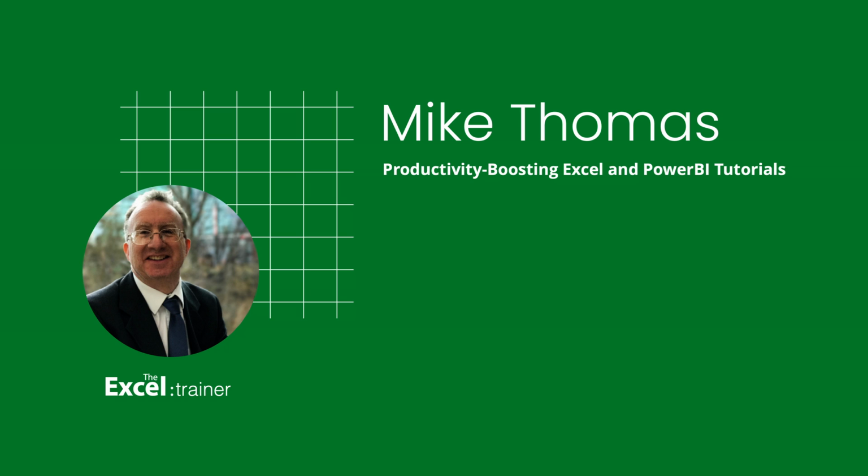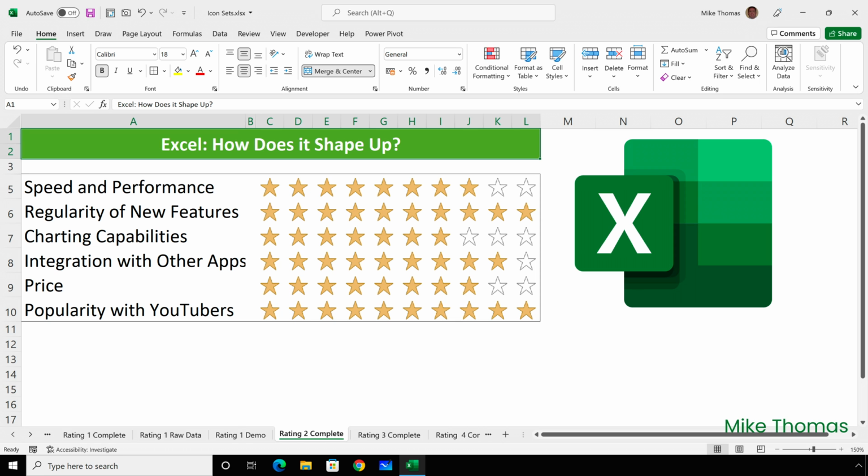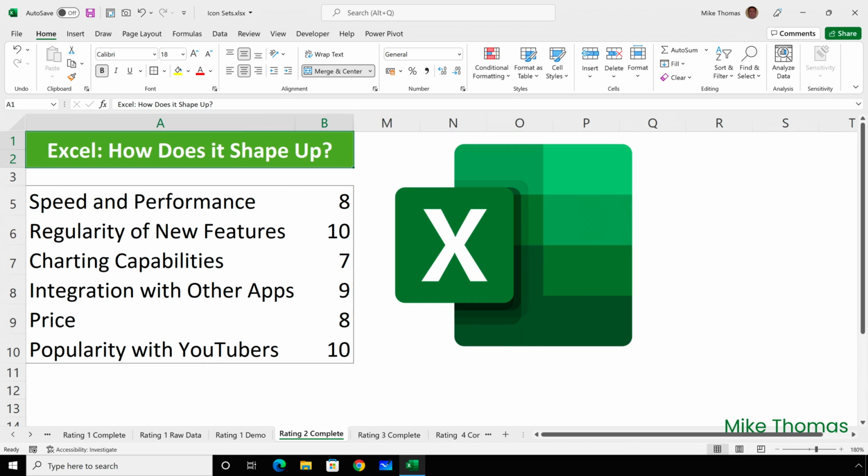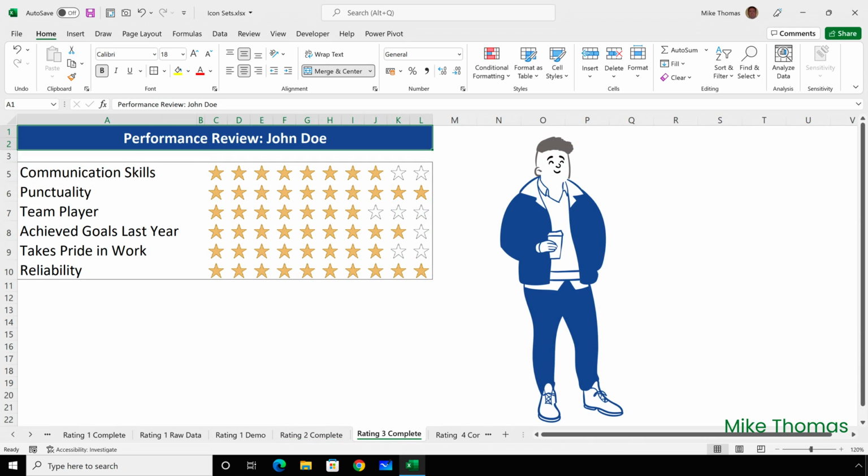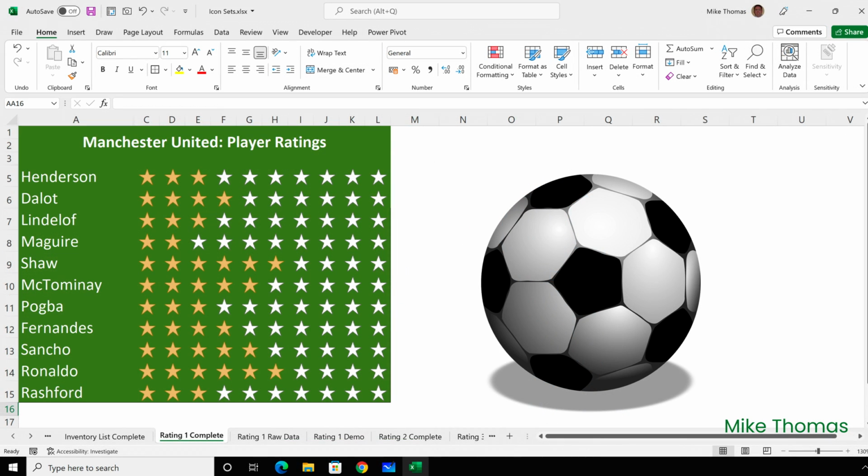Data needs to be easy to understand, and for most people, that means looking at something visual. It's much easier to see how each feature of Excel stacks up by looking at this ratings chart rather than a list of numbers. Same with this performance review data, and the same with this chart, which shows ratings for each player from a recent match played by my favourite football team, Manchester United.